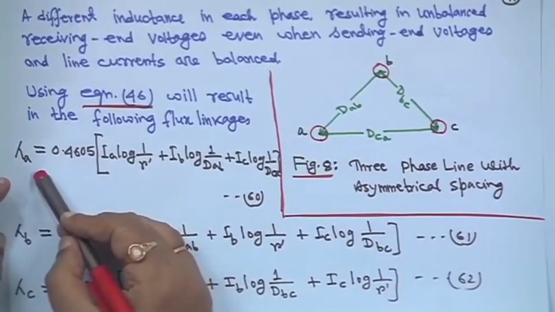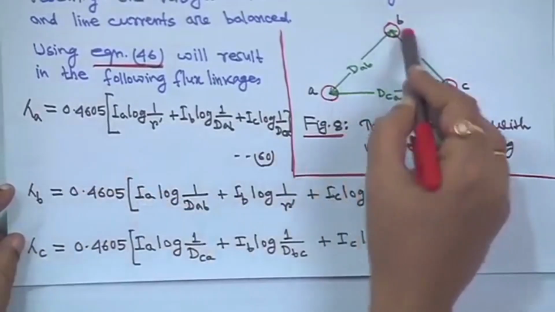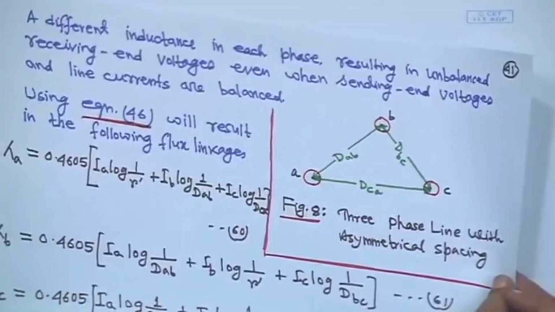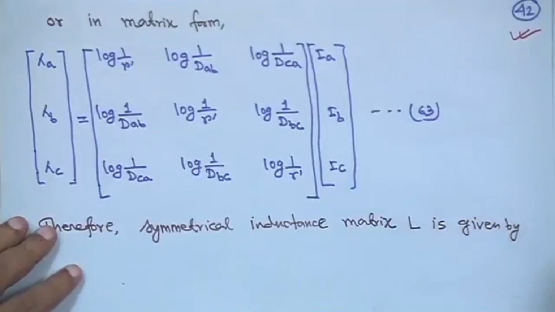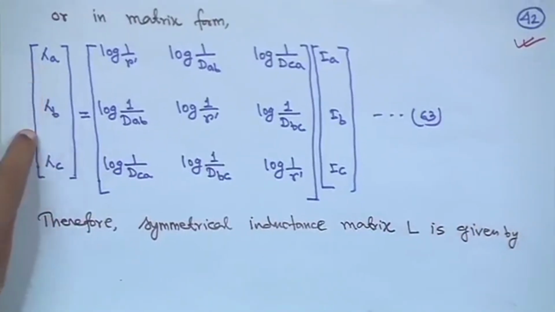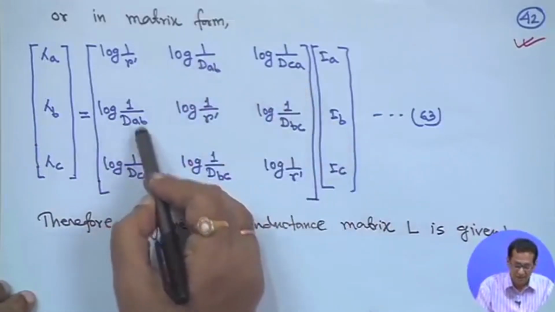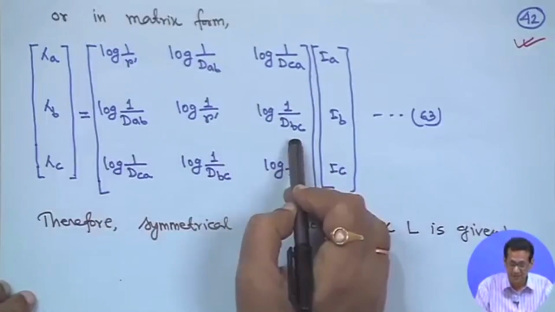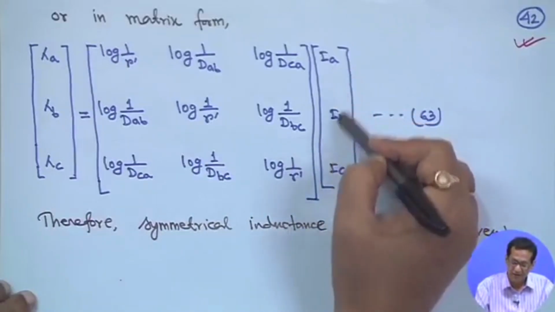So, you have got lambda A, lambda B and lambda C, the flux linkages of phase A, phase B, phase C conductors. Now, in matrix form, it will be lambda A, lambda B and lambda C, and it will be log 1 upon r dash, log 1 upon DAB, log 1 upon DCA; log 1 upon DAB, log 1 upon r dash, log 1 upon DBC; log 1 upon DCA, log 1 upon DBC, log 1 upon r dash, into IA, IB, IC.